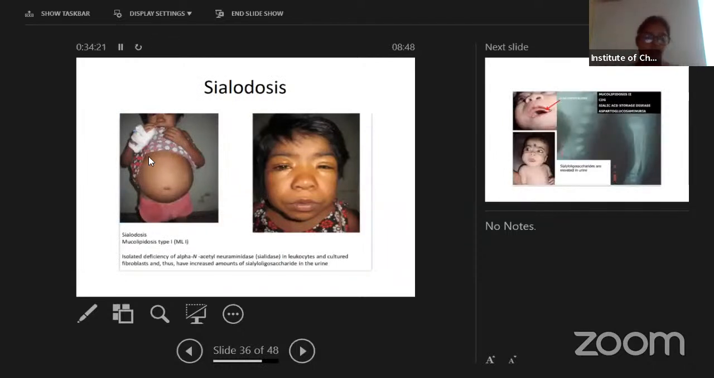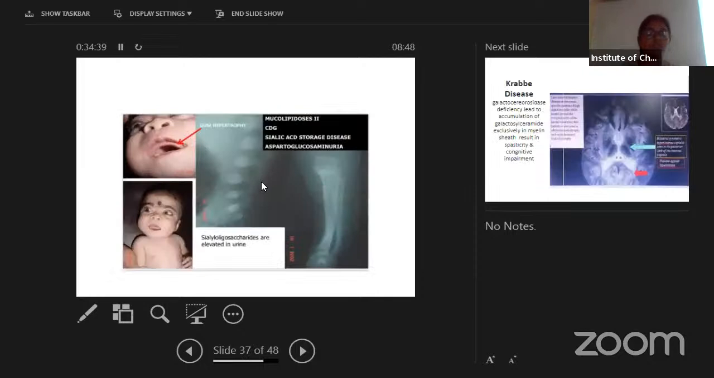Sialidosis. Sialidosis is caused by deficiency of alpha N-acetyl neuraminidase in leukocytes, resulting in accumulation of oligosaccharides and an elevated amount of cellular oligosaccharides in the urine. It presents with coarse facies, gum hypertrophy in early infancy, and vertebral changes. Gum hypertrophy may be present in other diseases such as mucolipidosis type 2, congenital disorder of glycosylation, sialic acid storage disease, and aspartylglucosaminuria.